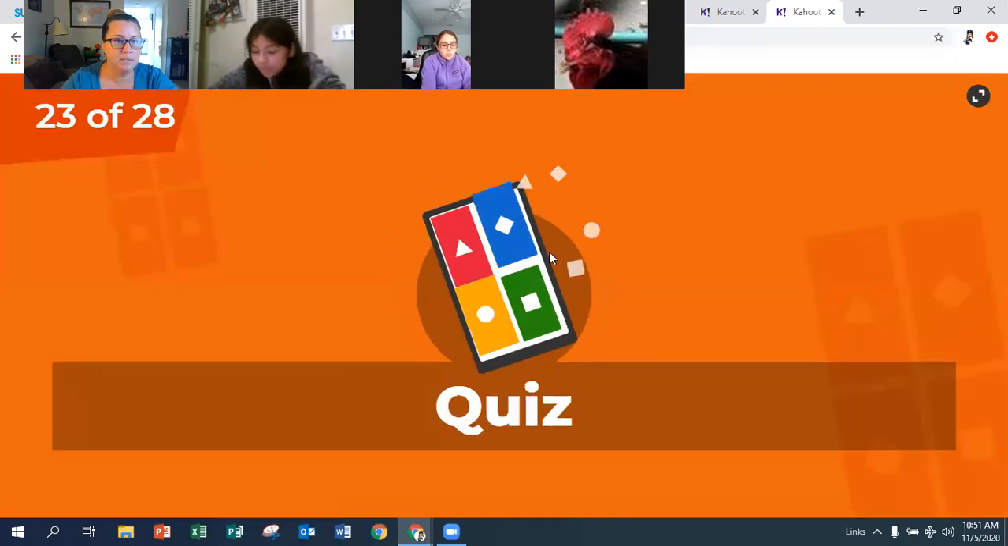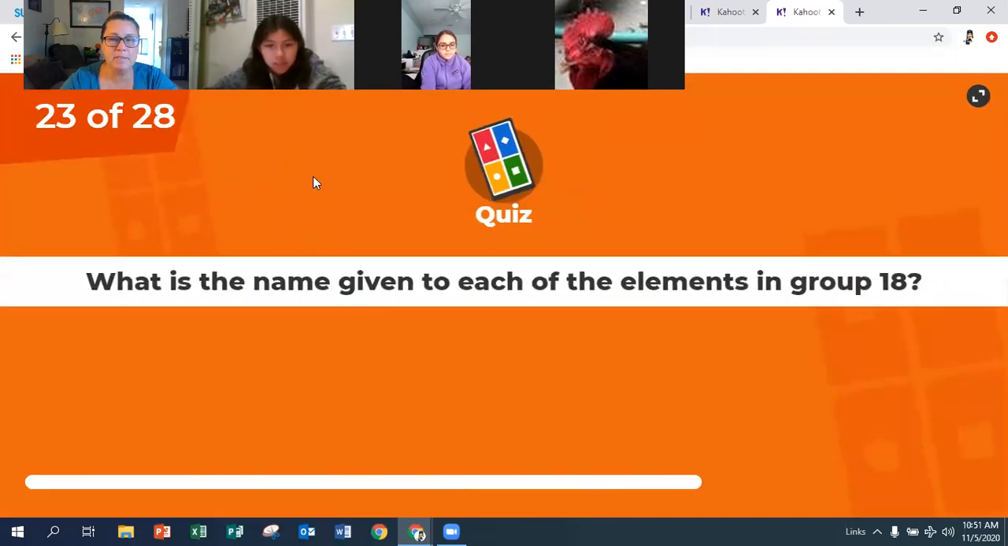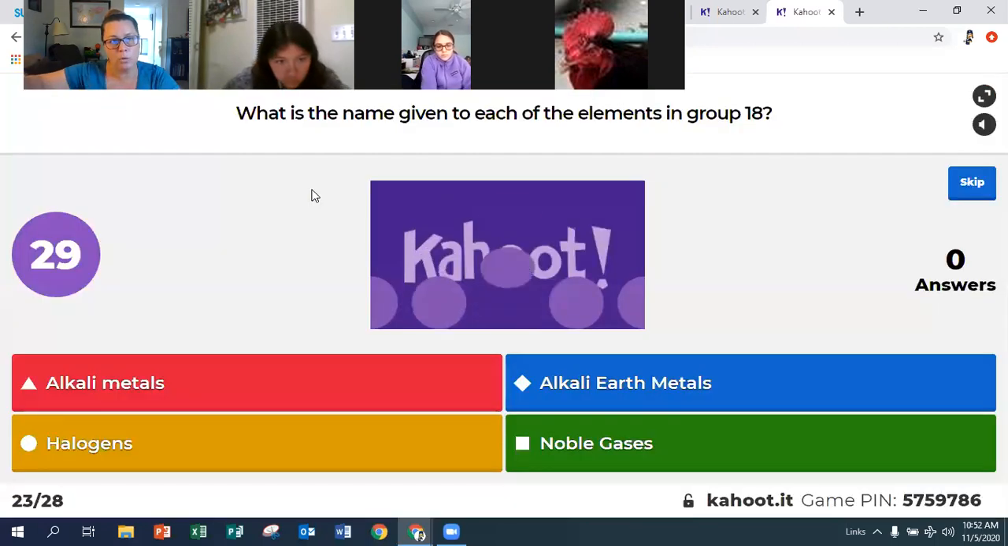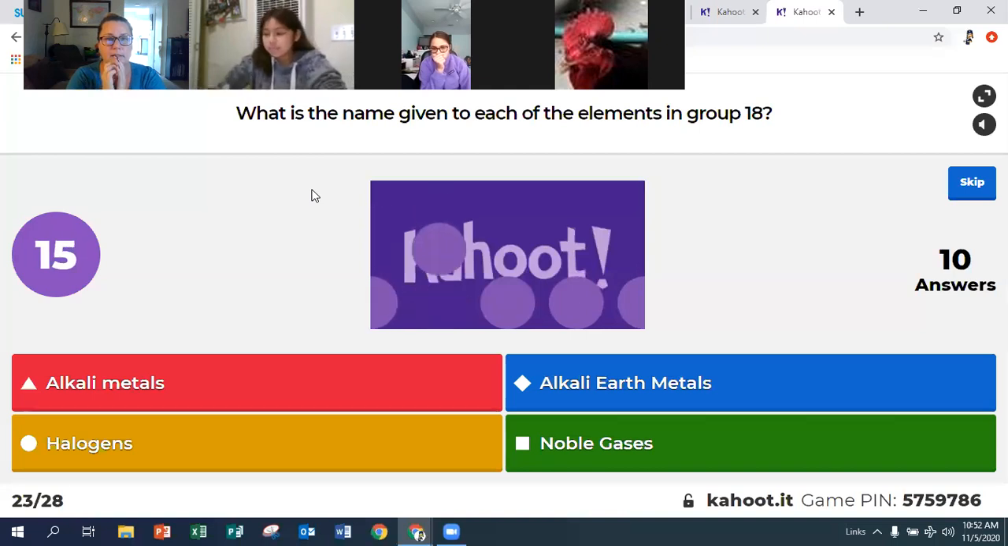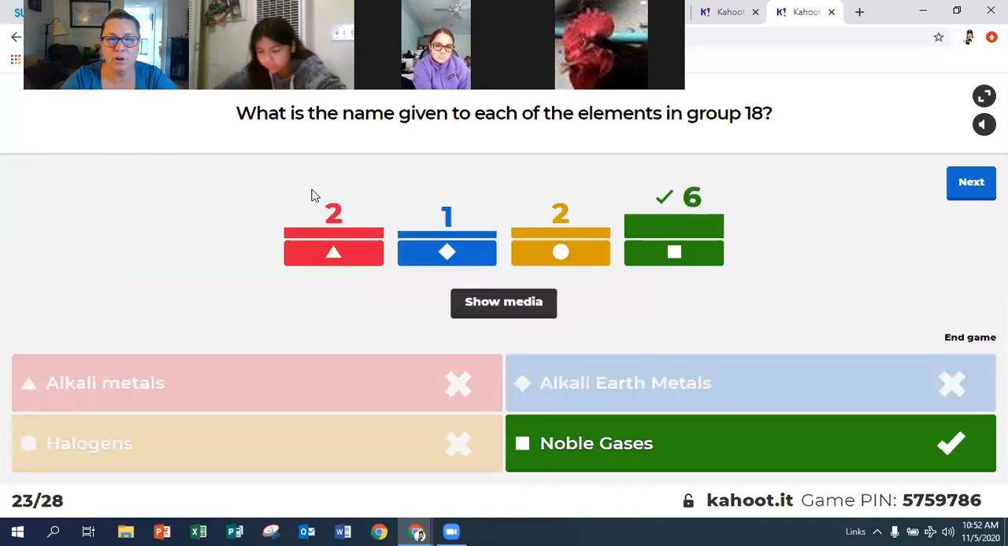Some people dropped out. Question 23, what is the name given to each of the elements in group 18? All the way to the right, our happy, stable elements, the ones that get to hang out at the party by themselves. I've also called them inert. Group 18, inert or noble gases.